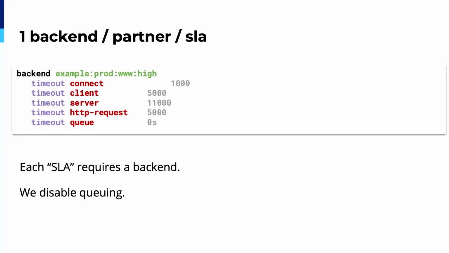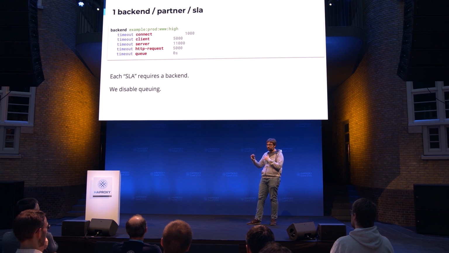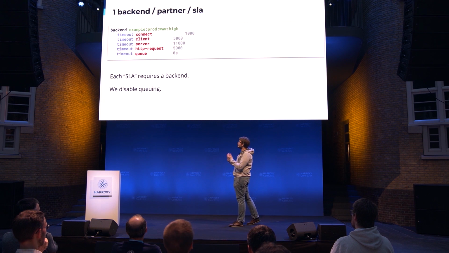Basically, that's what one SLA looks like. We set the different timers. One thing that's common is that we don't want to queue requests at the HAProxy level. It means that if a partner is responding slowly, and we fill the number of connections that we have set for that partner, then HAProxy will return directly for the next request saying, hey, I can't do it now.